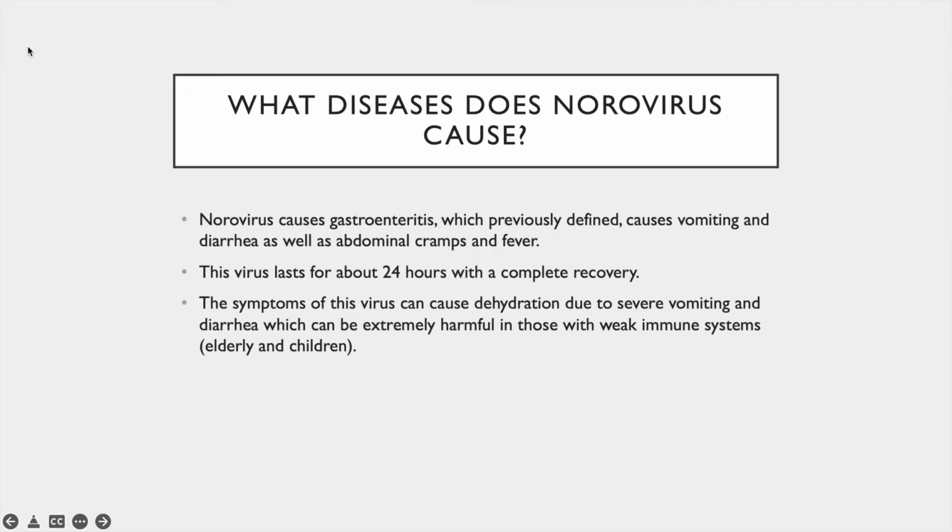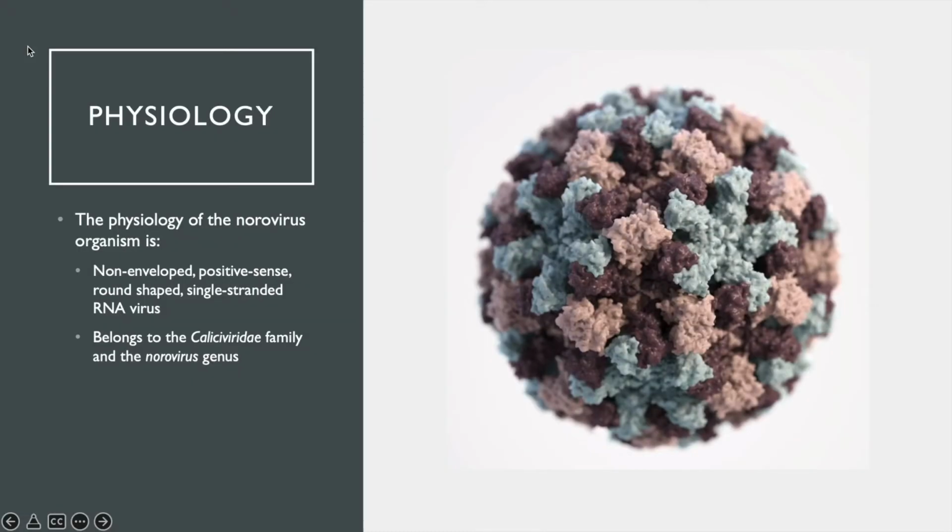So the symptoms of this virus, the vomiting, diarrhea, abdominal cramps, fever, can all cause severe dehydration or hypovolemia due to the severe vomiting and diarrhea. That can be extremely harmful to those who have weaker immune systems, generally elderly, children, those who are immunocompromised. So it's super important for everyone to wash their hands and make sure their food is thoroughly cooked, to try to avoid norovirus as much as possible.